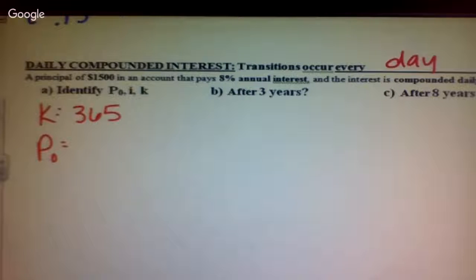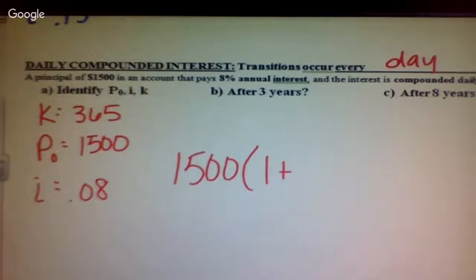So what is P sub 0 in this problem? 1,500. What is your interest? 0.08. Okay, so 1,500 times 1 plus, on the top goes your interest, so 0.08 divided by 365, raised to the 365 times n. So you now need to find this if we've done it for 3 years and if we've done it for 8 years.